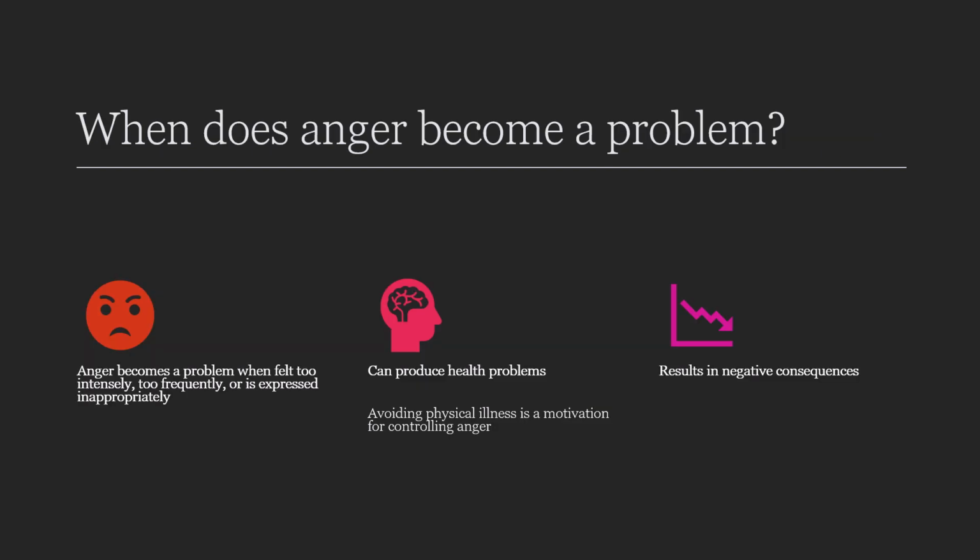Anger becomes a problem when it's felt too intensely, or it's felt too frequently, or it's expressed inappropriately. Feeling anger too intensely or frequently places extreme physical strain on the body. During prolonged and frequent episodes of anger, certain parts of the nervous system become highly activated. Consequently, blood pressure and heart rate increase and stay elevated for long periods. This stress on the body may produce many different health problems like hypertension, heart disease, and a diminished immune system efficiency. So, from a health standpoint, avoiding physical illness is a motivation for controlling your anger.